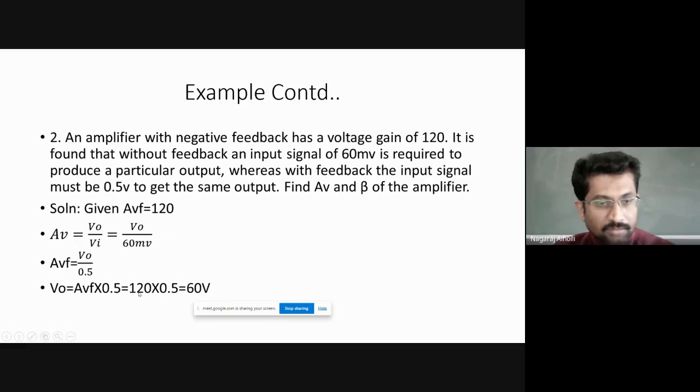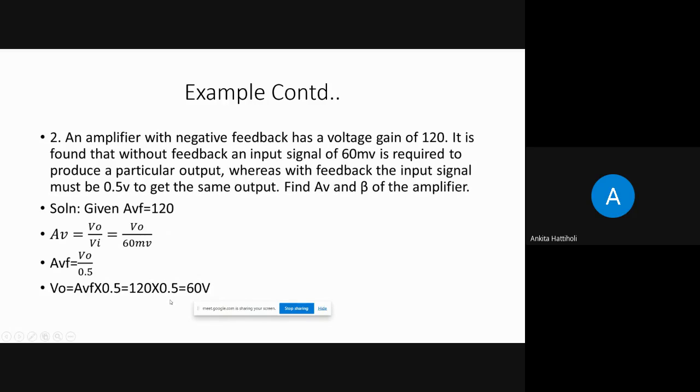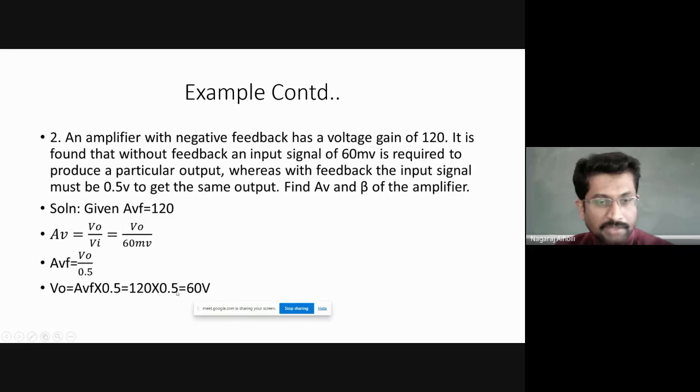Check out how much you will get. 120 into 0.5. 60, sir. 60 volts, right? Because 120 into 5 is 600, with the one decimal digit, so it will be 60 volts, correct? V naught output voltage is 60 volt.